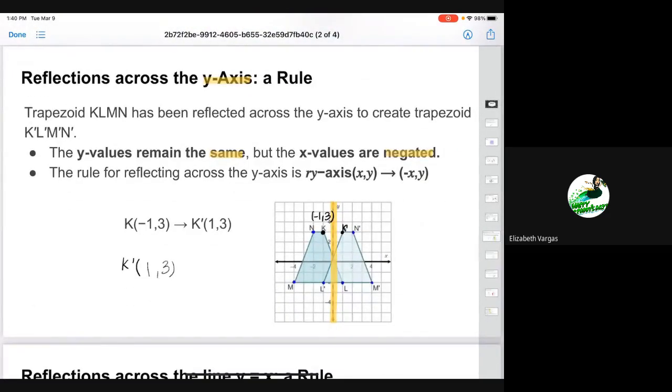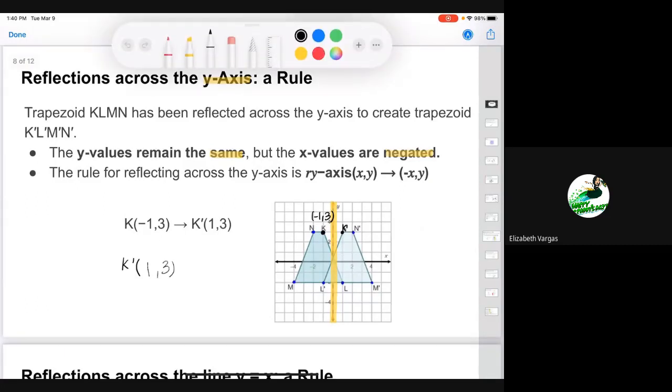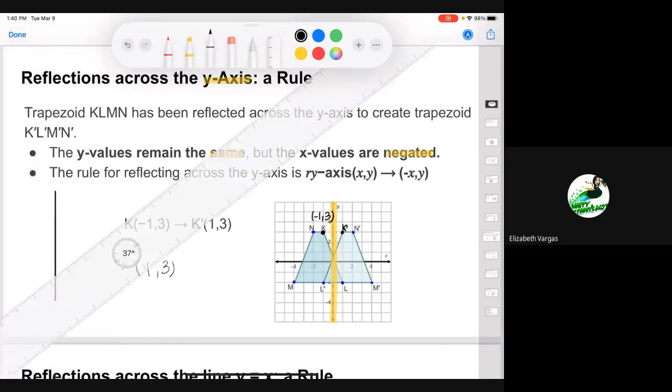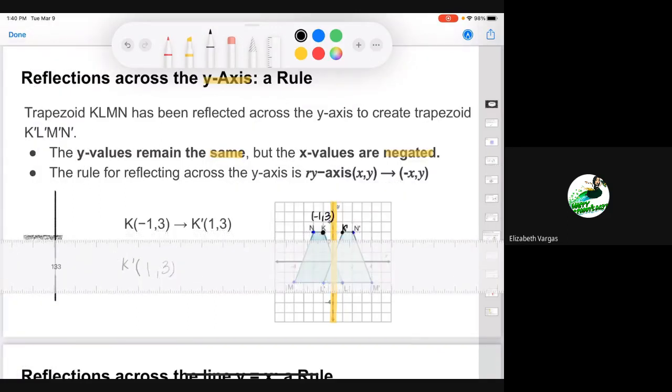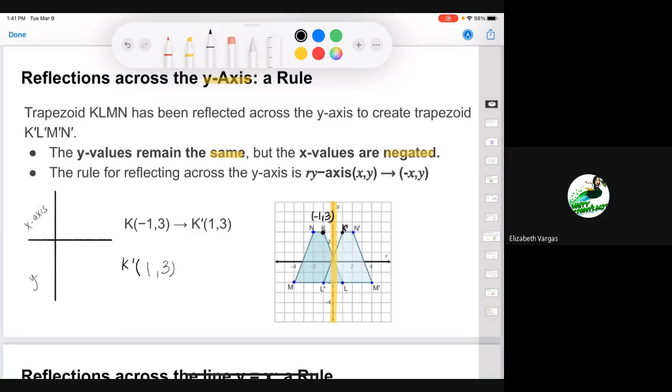So does anyone have any questions about reflections across the y-axis? Questions? So far, we've looked at a reflection across the x-axis and a reflection across the y-axis. A reflection across the x-axis tells us that the x remains the same and the y is negated. A reflection across the y-axis tells us that the y remains the same and the x is negated. Right? So those are our mapping rules.